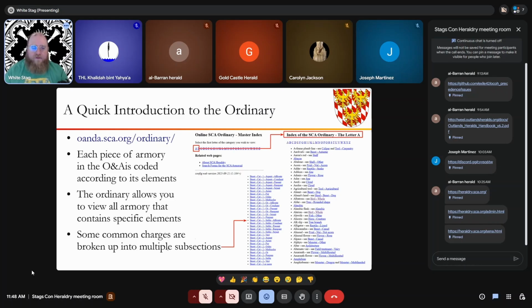So this is long, especially if you have common charges, but you will get to the right answer if you know what you're doing. If I were to click A, for example, that would show the top of the section for A. So this is what it looks like once you click into the letter.